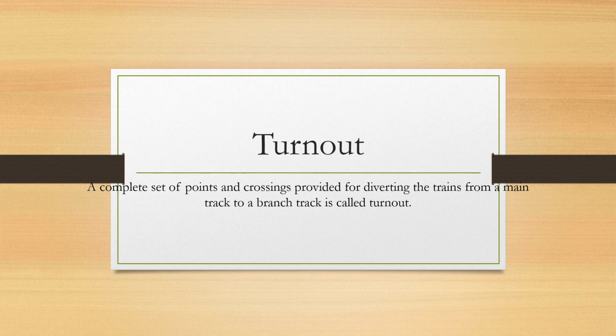The diversion of a train from the main track towards the right of the main route in the facing direction is known as a right hand turnout.